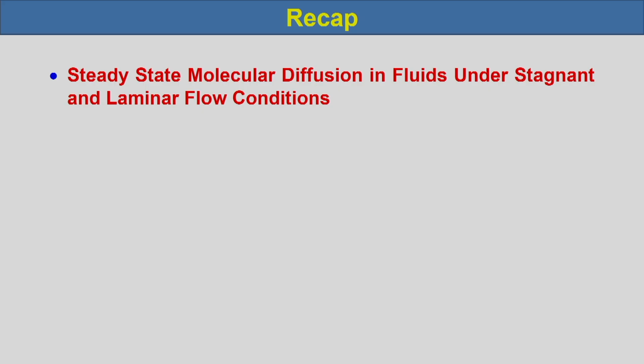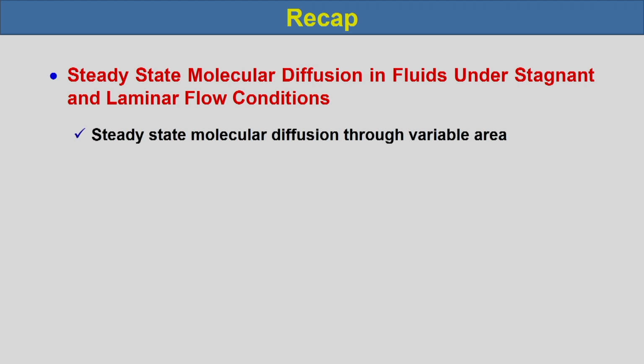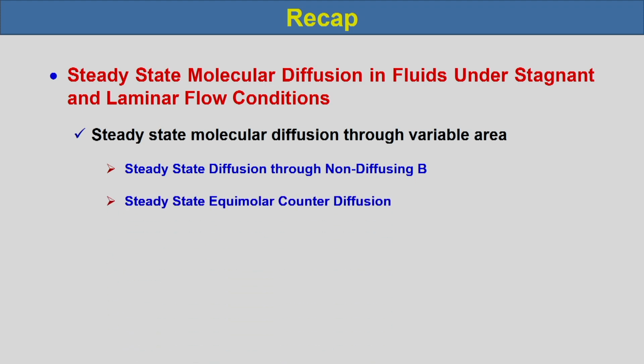In our previous lecture, we started discussion on steady state molecular diffusion in fluid under stagnant and laminar flow conditions, and we considered steady state molecular diffusion through variable area. Under the variable area, we considered two specific cases. One is steady state diffusion through non-diffusing B, and the other is steady state equimolar counter diffusion.